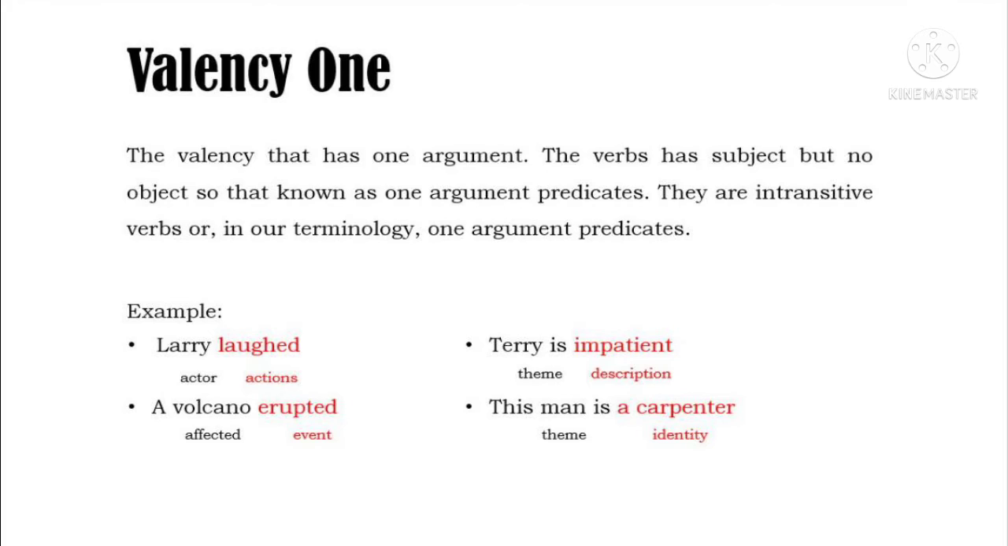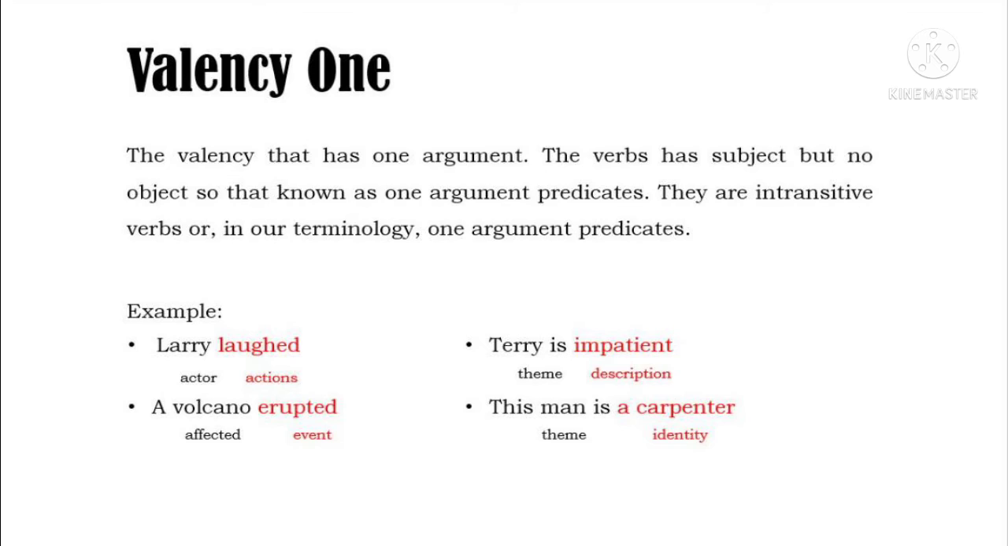Jadi, valency 1 adalah sebuah kalimat yang memiliki satu argumen saja. Tipe ini terjadi pada intransitive verbs atau verbs yang tidak membutuhkan objek. Contohnya kalimat Larry laughed. Kalimat tersebut memiliki kata kerja laugh yang artinya tertawa dan bersubjek Larry. Kata kerja tersebut memiliki subjek namun tidak memiliki objek. Kata kerja seperti itu berbentuk intransitif atau disebut sebagai predikat dengan satu argumen.